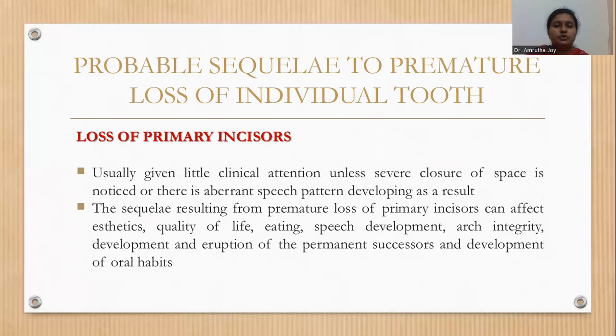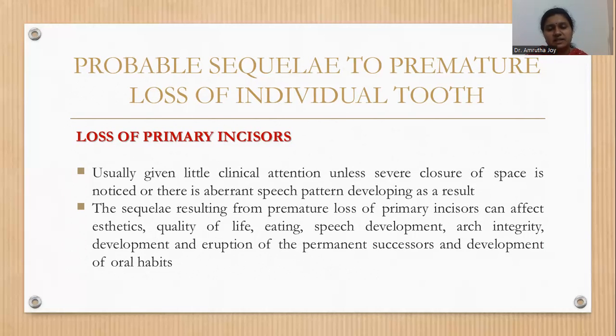Then, sequelae of premature loss of individual teeth. Loss of primary incisors: what will happen if the primary incisors are lost prior to the eruption time of the permanent incisors? Usually primary incisor loss is given little or no clinical attention unless severe closure of space is noticed. The sequelae can affect aesthetics, quality of life, eating, speech development, arch integrity, development and eruption of permanent successors, and development of oral habits.